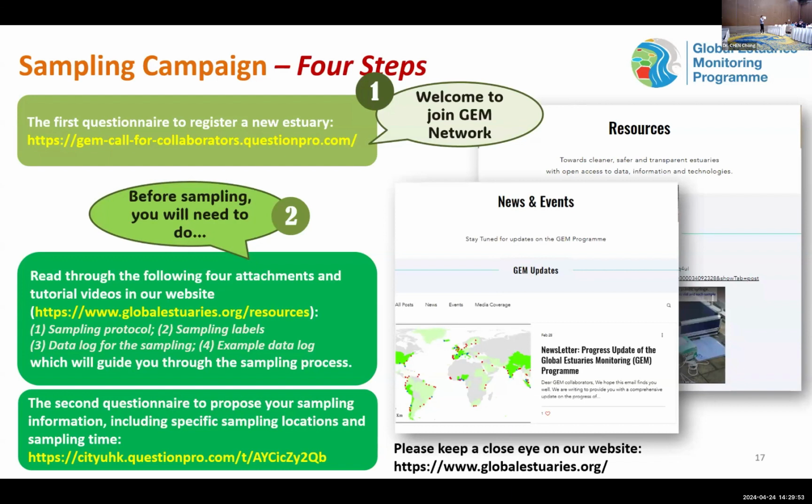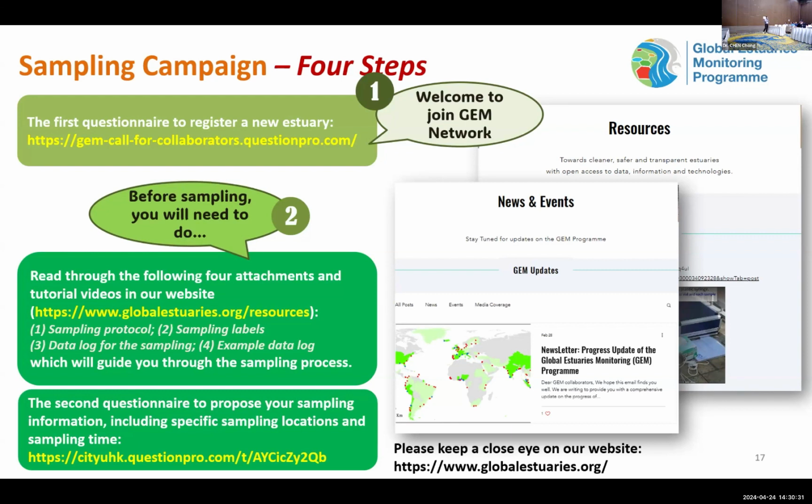Because many of our collaborators always ask me one question: why do I submit the first questionnaire and then also the second questionnaire? What's the difference between them? For the first questionnaire, as I said just now, it's just to register a new area. You only need to provide a location showing the position of this area, and if this area meets our requirements, it's okay. But for the second questionnaire, we are asking for more detailed information.